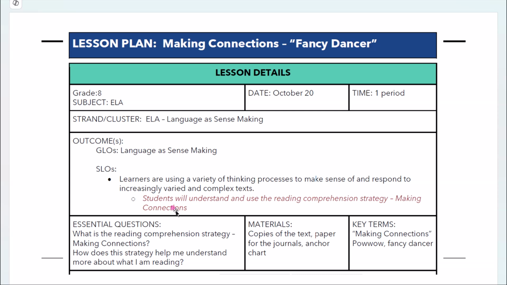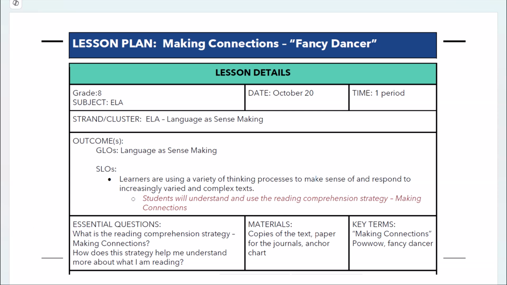So I wrote students will understand and use the reading comprehension strategy, making connections. So for this whole lesson, which I'm not showing you the whole thing, the whole purpose of this lesson was language of sense making. I want them to understand and respond to texts. Okay, that's what it says here. But how am I going to get them to understand? I mean, there's a million different ways I could do that. So I'm choosing to focus this lesson on making connections, which is a reading comprehension strategy. So the whole purpose of this one lesson is making connections.